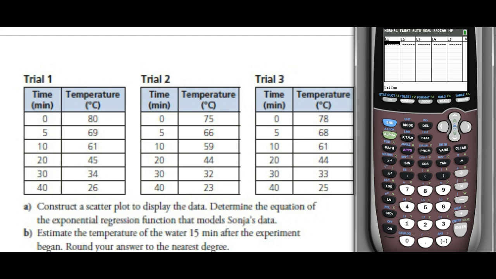We're going to go 0, 5, 10, 20, 30, 40, 0, 5, 10, 20, 30, 40, 0, 5, 10, 20, 30, 40.